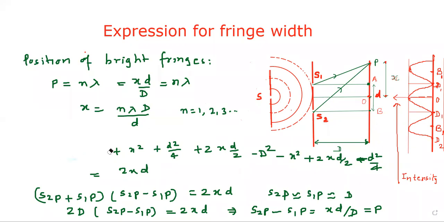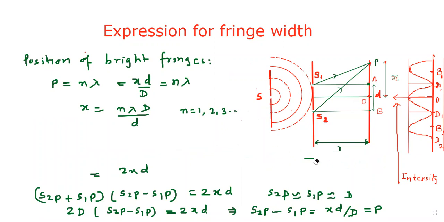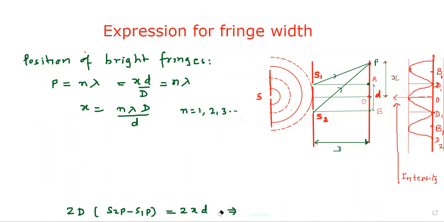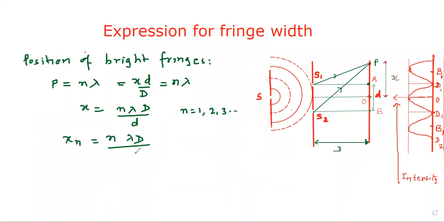And then if we write n equal to 1, then we will get x equal to lambda D upon d, which will be the position of the first bright fringe on both sides of the central bright fringe, that is point O. So let's generalize it. Let's write it like xn equal to n lambda D divided by d.